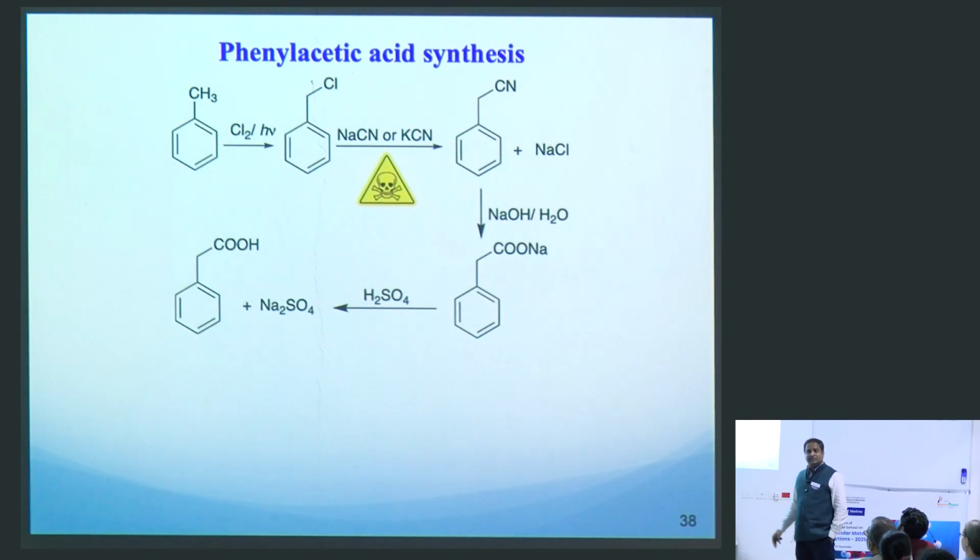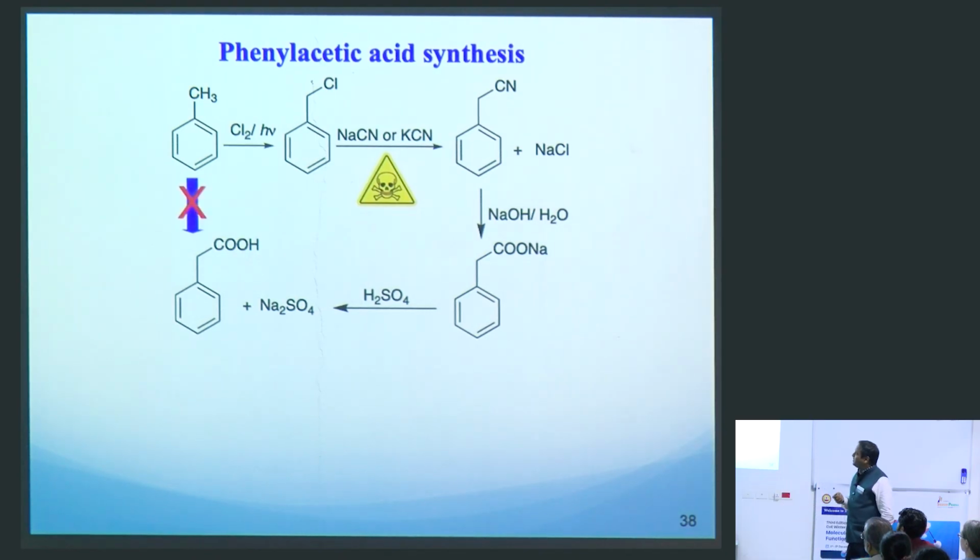Normally, how do industries make phenylacetic acid from toluene? First they do chlorination under photolytic conditions, followed by sodium cyanide. So they do the SN2 reaction, then they get benzyl cyanide, followed by formation of a salt, hydrolysis, and then they get phenylacetic acid. But if you look at this method, industries need to use potassium cyanide or sodium cyanide. It's highly toxic. It's harmful.